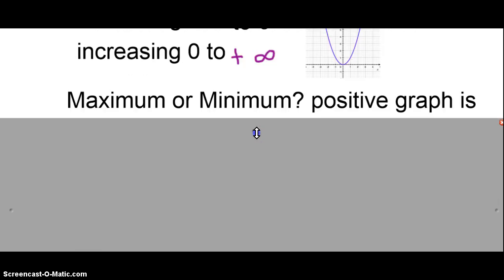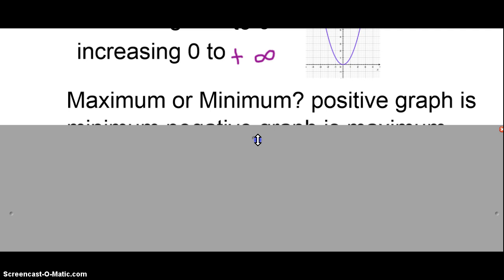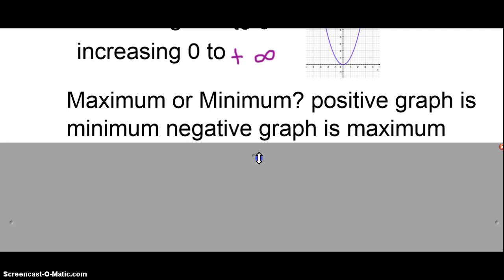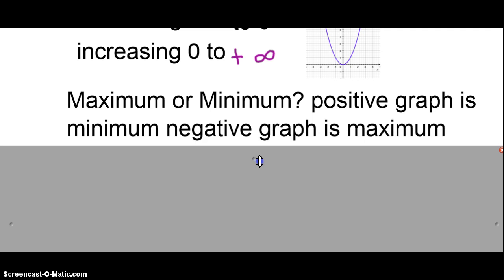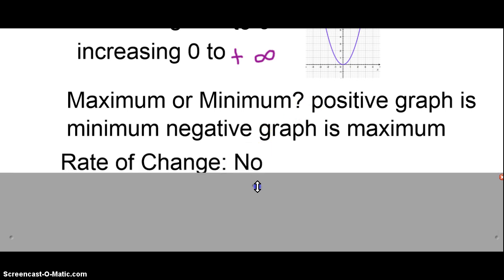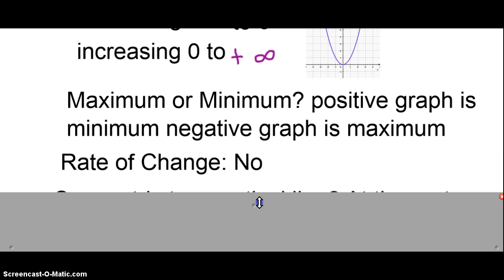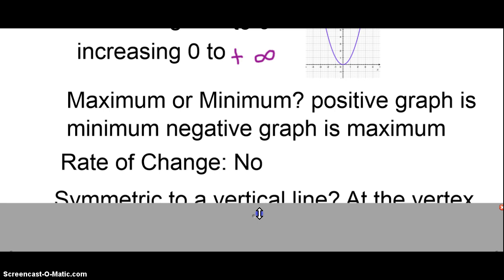Now to determine your max and minimum depends on if the graph is positive or negative. If we have a positive graph, then we have a minimum, and if there's a negative graph, it is a maximum. Like this graph above here is a positive graph, and the lowest point here, which is our vertex, is a minimum. It's called a minimum. There is no rate of change as far as quadratic functions are concerned.